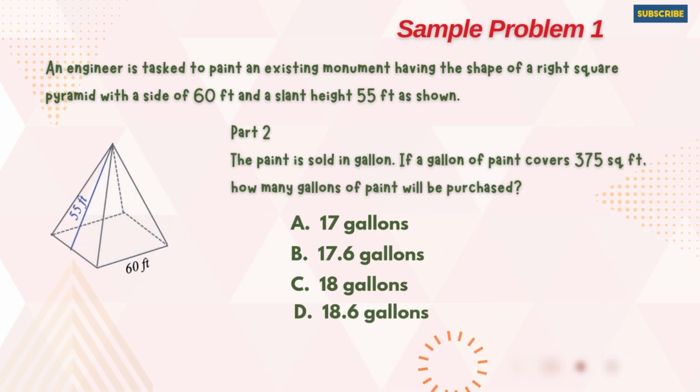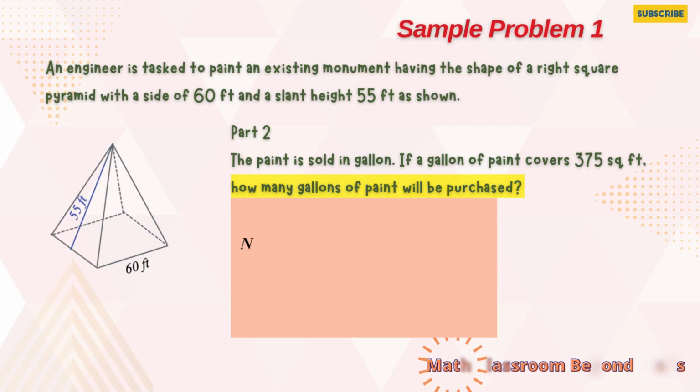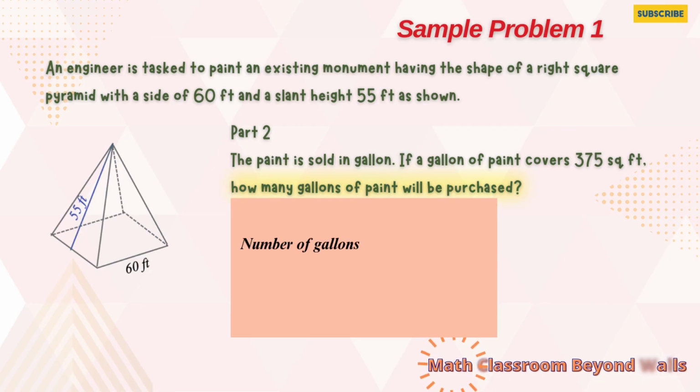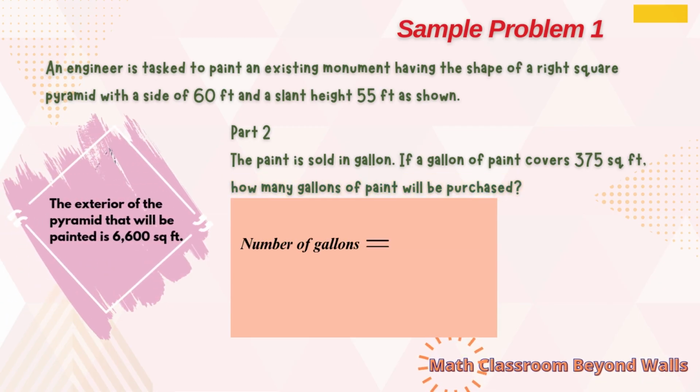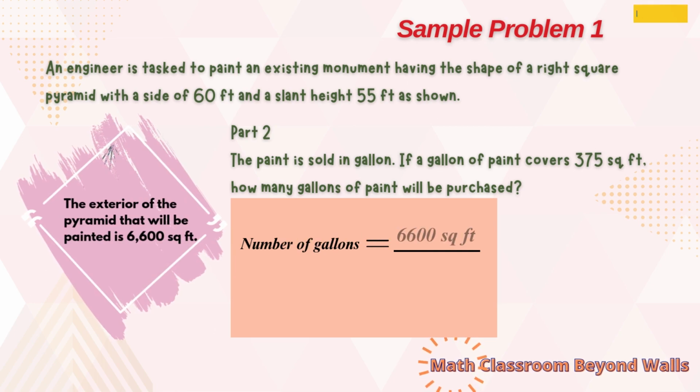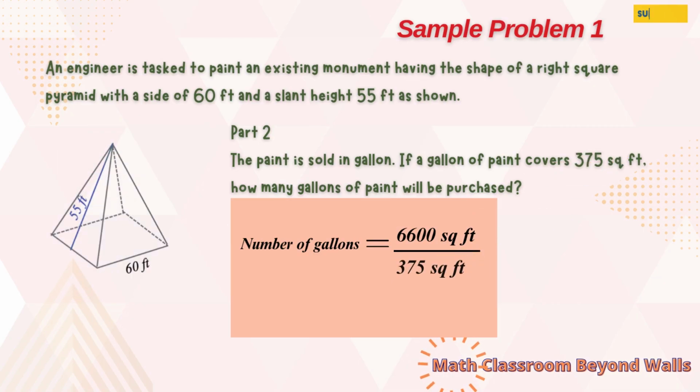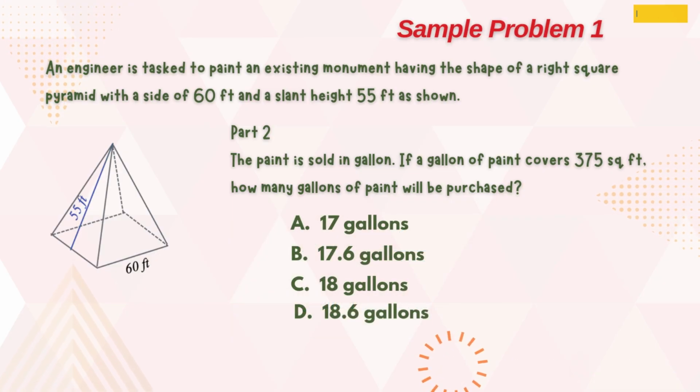Okay, we move on to part 2. Part 2 of the word problem is asking us to find the number of gallons of paints to be purchased. To answer the question, we divide 6,600 square feet, the surface area of the pyramid's exterior, by 375 square feet. This gives us 17.6. So, what is our answer, learners?